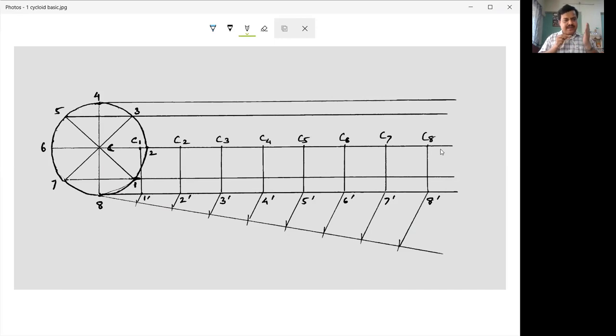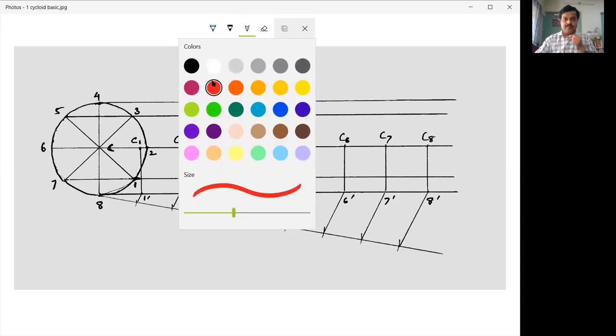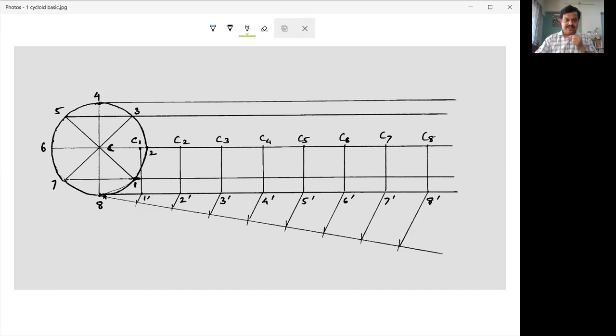Now look at the way we have numbered these points. We have not just numbered these points randomly. As the wheel starts to roll, since the arc from 8 to 1 is equal to the straight line from 8 to 1 dash, I'm sure you understand that when the wheel rolls, definitely point 1 would touch 1 dash on the ground. Later, point 2 would touch 2 dash, point 3 would touch 3 dash, and that is the way the wheel will roll and move forward. Correct?